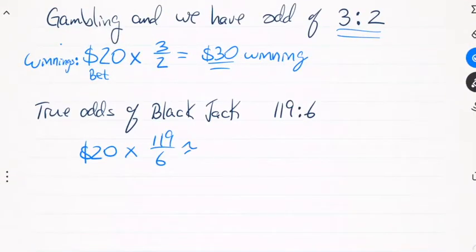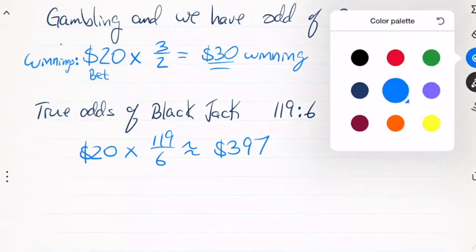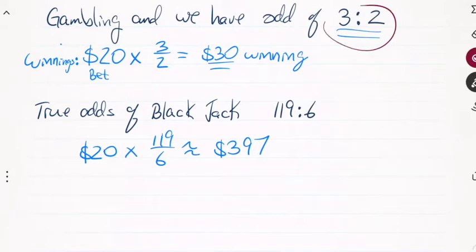So this is approximately $397. And this is why casinos make money. It's because they do not pay the true odds. They pay what are called house odds. So this thing over here, this is house odds. They choose how much they're going to pay out. Therefore, they're actually making a profit where they gave you $30 for winning blackjack on a $20 bet.